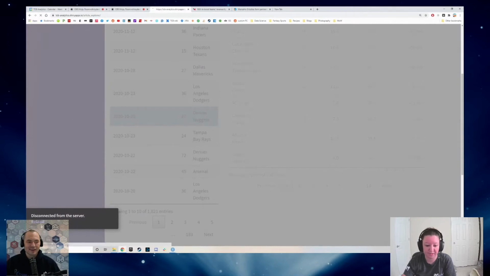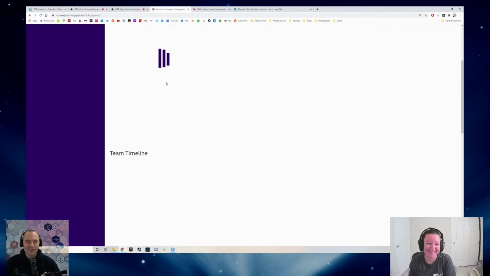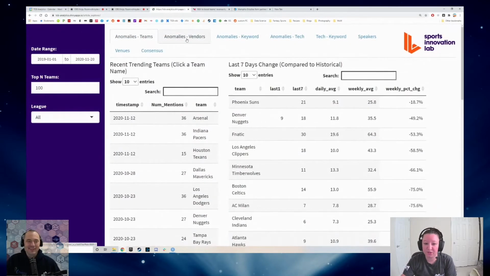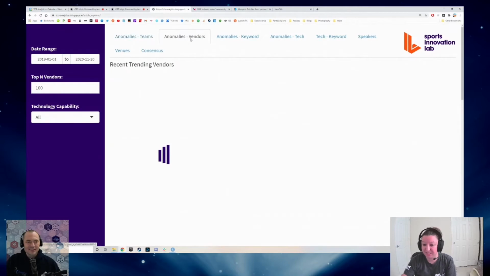And of course, we have to get a Shiny demo. This is querying a live database of articles as well. Yes. Okay. So let me also show you, we could do the same thing with vendors. So that was teams.